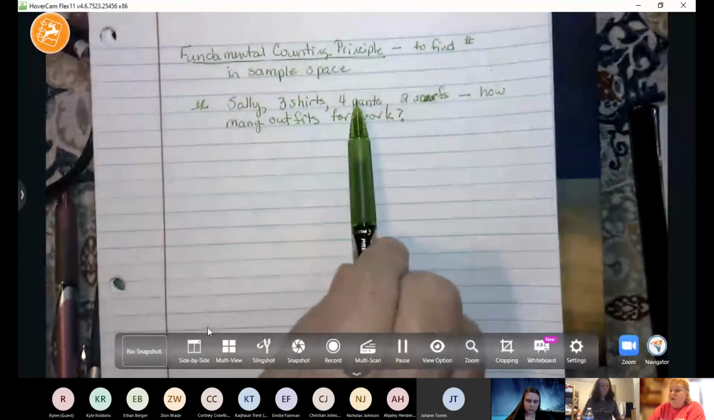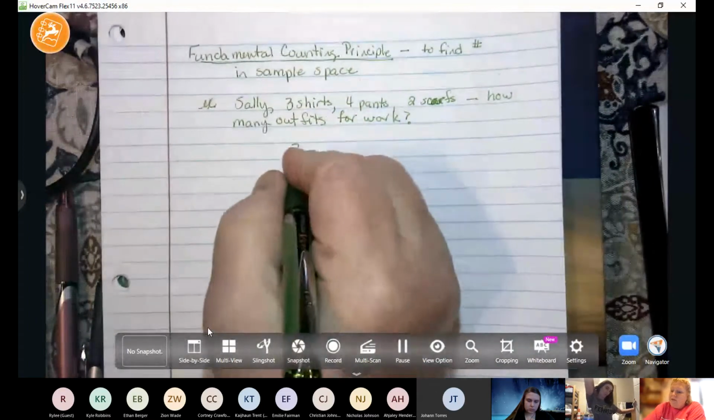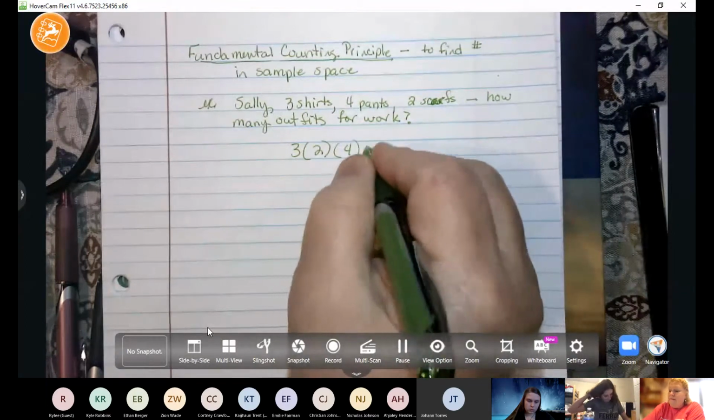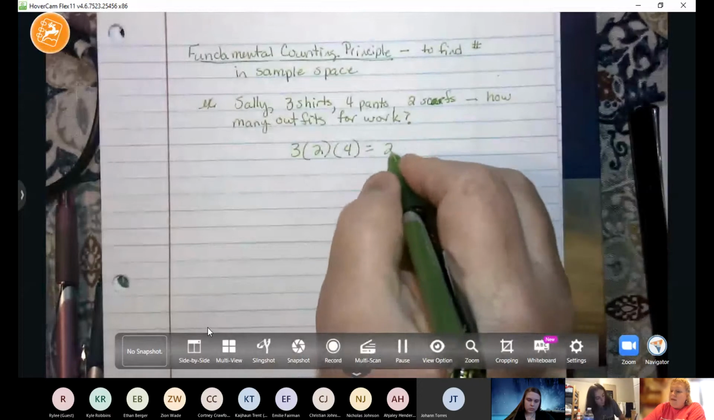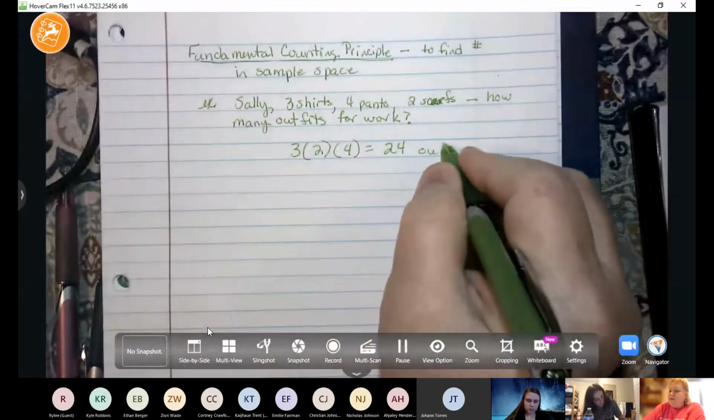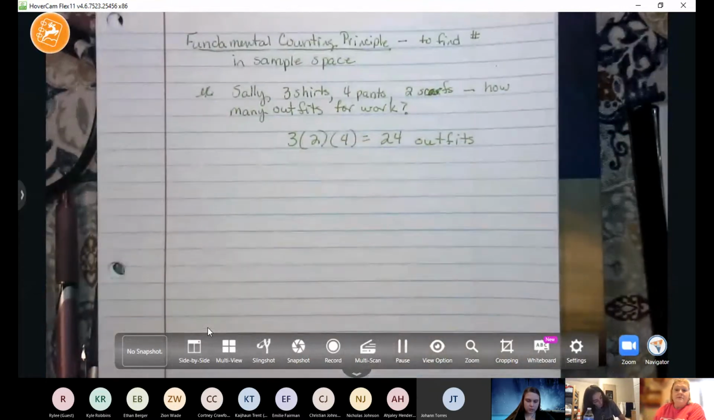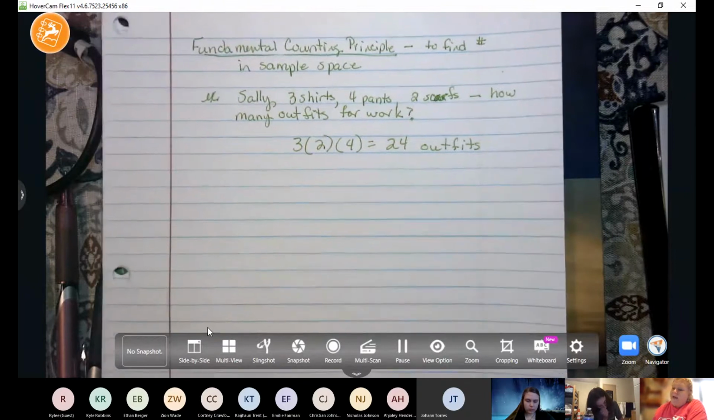So the fundamental counting principle tells us that we can just multiply the number of each of those items, 3 times 2 times 4. So 6 times 4 would be 24. So she can make 24 outfits, or 24 different outfits for work. It doesn't tell us what matches up with which, but it does tell us she can make 24 different outfits.